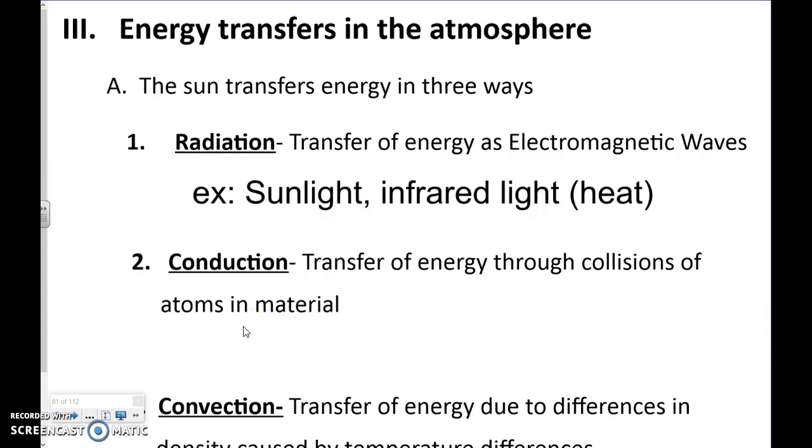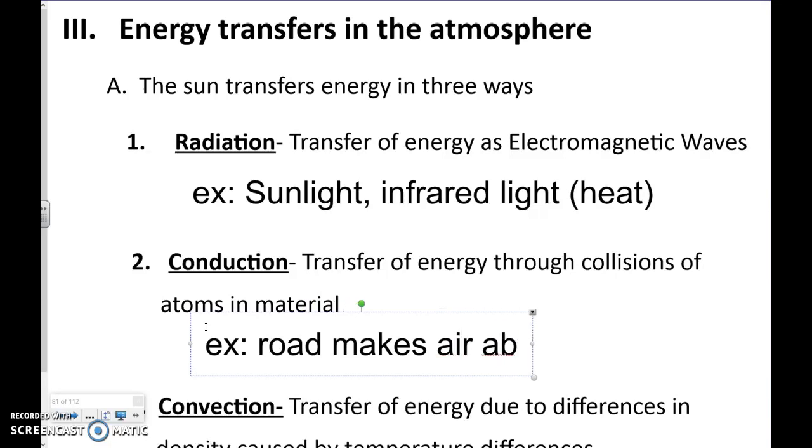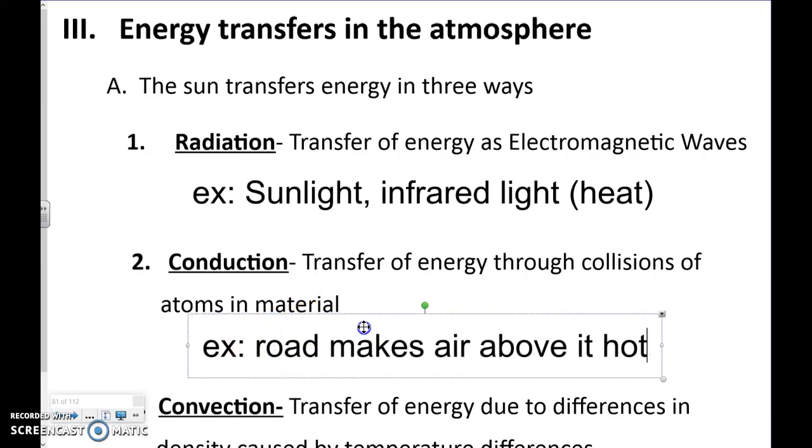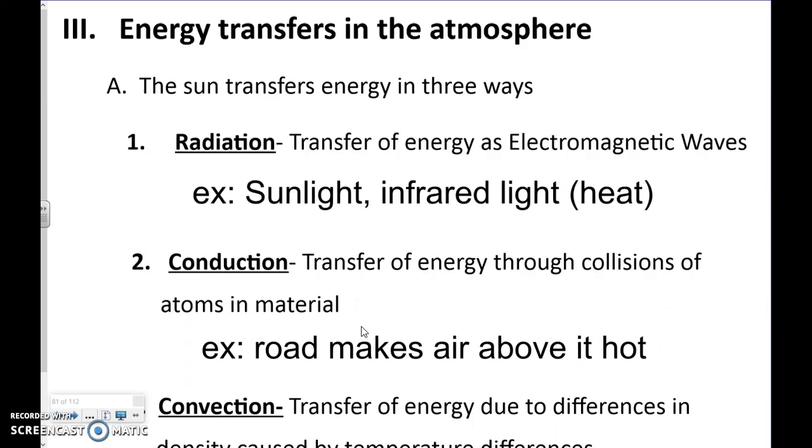Okay, conduction is another way we transfer energy. This is a transfer of energy through collision of atoms in a material. In other words, the items have to be touching in order to transfer energy. We see this happening in our atmosphere when we have a road like blacktop, making the air above it hot. You see what looks like water on the road in front of you, but it turns out it's not. What you're really seeing is really hot air reflecting the sunlight, because the air above that hot surface gets very, very warm.